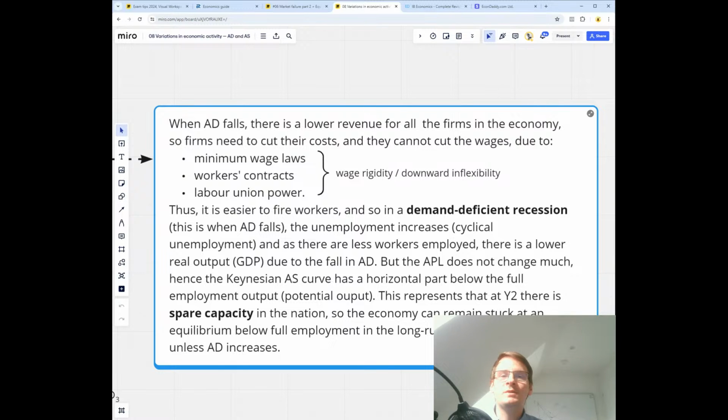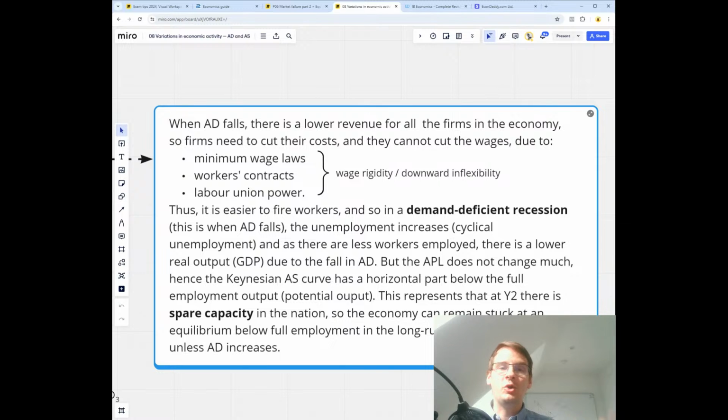Therefore, firms with lower revenues need to cut costs, and they would love to cut the wages, but they cannot simply cut wages. They cannot tell their workers, guys, I'm sorry, but from tomorrow on, everyone is getting 20% less. Why? Because of the minimum wage laws. If you have a factory with all the workers on the minimum, you cannot cut their wages legally, at least. So your hands are tied.